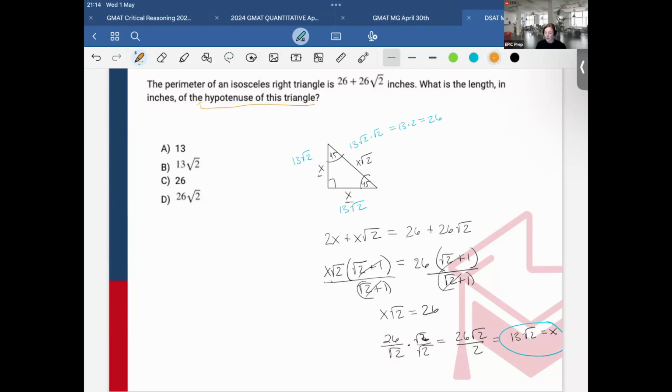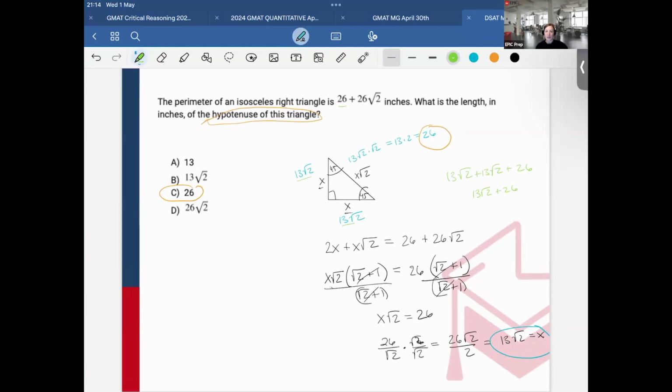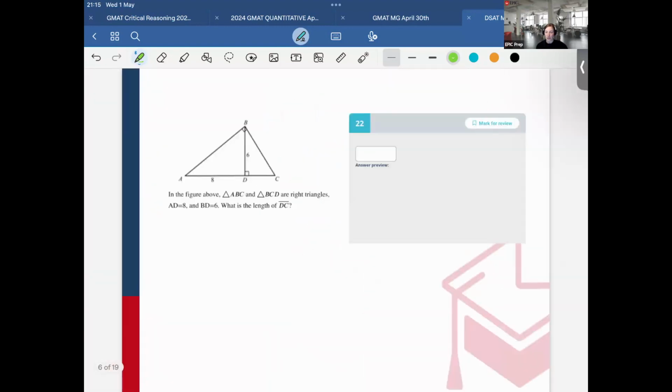And I'm asked for what the hypotenuse of the triangle is. Well, it is 26. Okay, and that also makes sense because if I go here and sum these together, 13 root 2 plus 13 root 2 plus 26, that gives me exactly what I have above. Isn't it amazing? Okay, so this concept could be useful and helpful in solving. Continuing our advanced geometry journey.